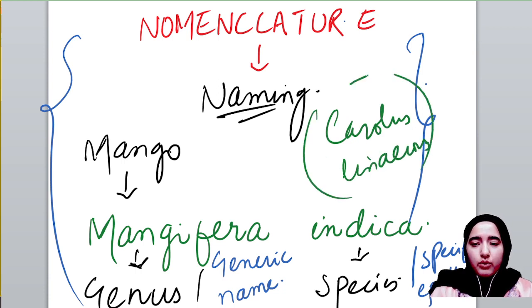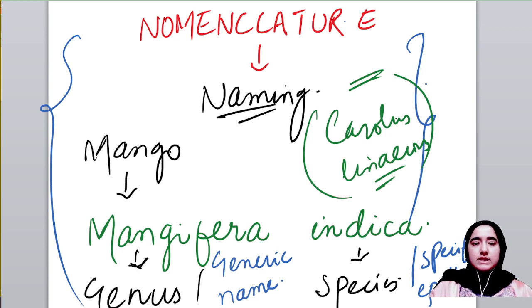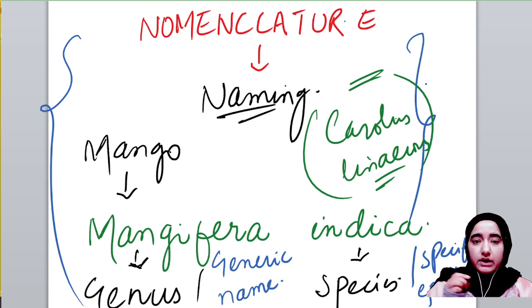I hope this concept of nomenclature is clear, and I am again saying, it was given by Carolus Linnaeus. Now, in our upcoming lecture, we will see what the rules of nomenclature are. How can we write the names?